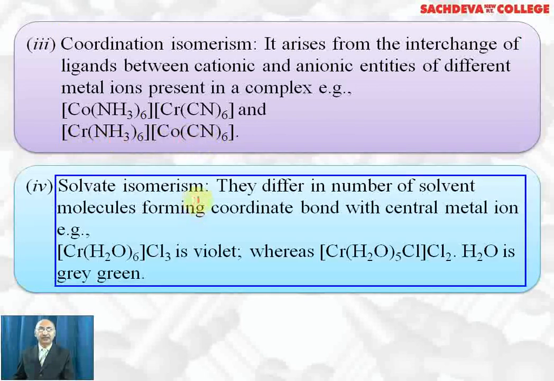Next we have solvent isomerism. They differ in the number of solvent molecules forming coordinate bonds with the central metal ion. For example, here chromium is forming 6 coordinate bonds with water molecules and the counter ions are 3 chloride ions. Its color is violet. Whereas here we have 5 water molecules which are coordinate bonded, and one Cl is coordinate bonded. 2 chloride ions are outside, which are counter ions, and one water molecule is outside. Its color changes to grayish green.